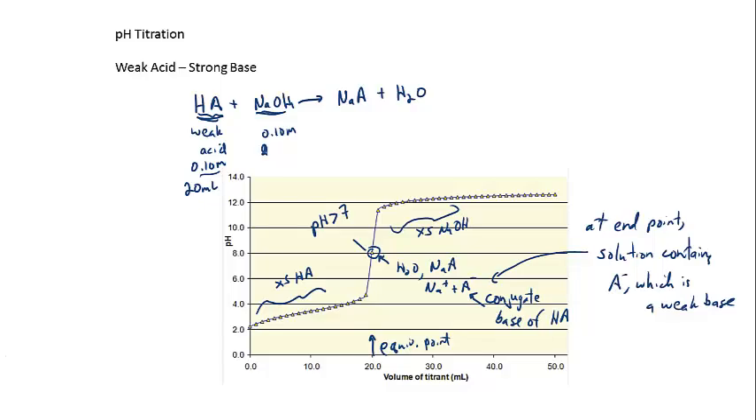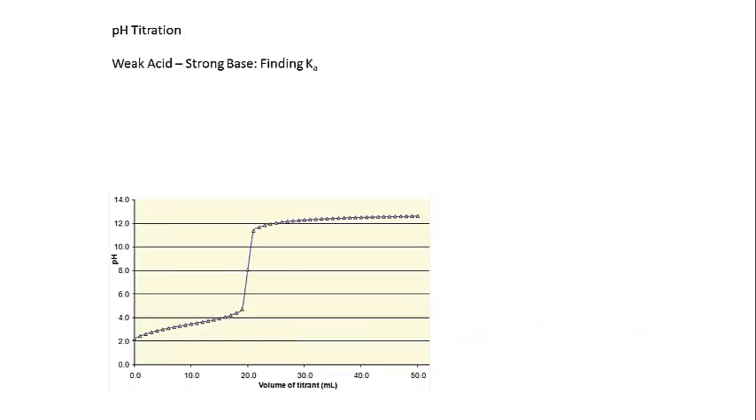Okay, now that's pretty cool, and it makes sense, but there's something even cooler, and that is we can use this portion of our curve to say something about the strength of the acid HA, which we don't even know what that acid is. And to do that, we're going to use the Henderson-Hasselbalch equation. The Henderson-Hasselbalch equation is that pH equals pKa plus the log of the conjugate base concentration over the conjugate acid concentration.